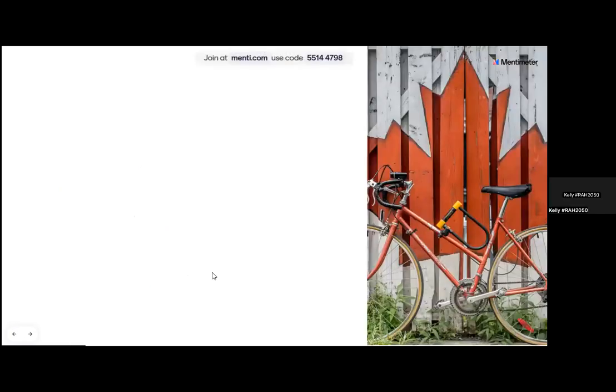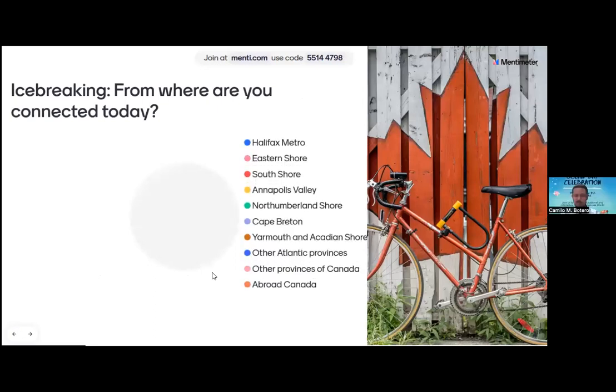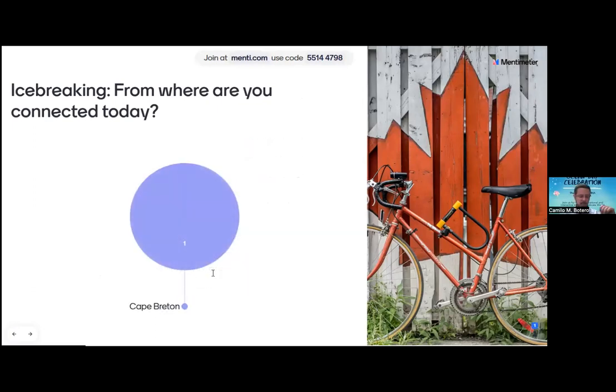And we will start with the first exercise. This is the icebreaker. It will be on your phone, in Menti, with this question: from where are you connected today? Please choose the place in which you are. You have different options: Halifax Metro, Eastern Shore, South Shore, Annapolis Valley, Northumberland Shore, Cape Breton, Yarmouth, Acadian Shore, or maybe you are in another Atlantic province or another province of Canada, or maybe abroad. Where are you?